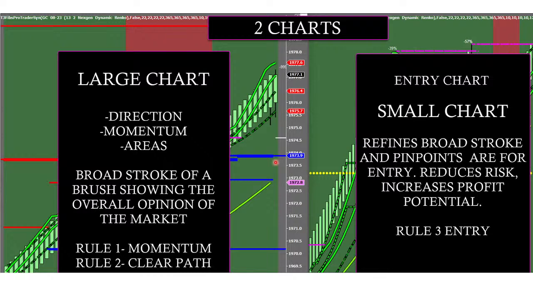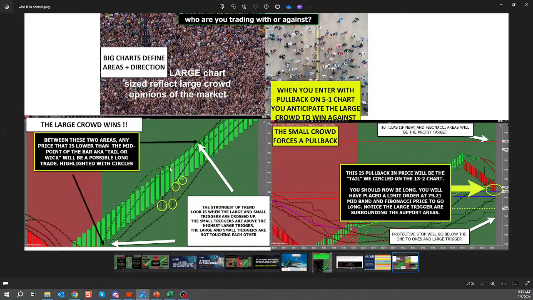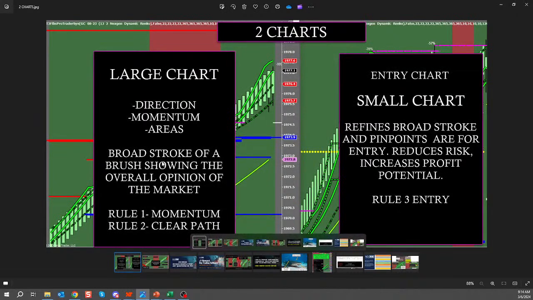The large chart leads the way. The large chart tells you exactly what the people in charge want to have happen. The large chart defines direction, it defines momentum, and it identifies areas. And this broad stroke of a brush gives just basically the general opinion of what the market's doing. It lets you know what the people in charge, the large crowd, want to have happen. And guys, the large chart's just this broad stroke of a brush.